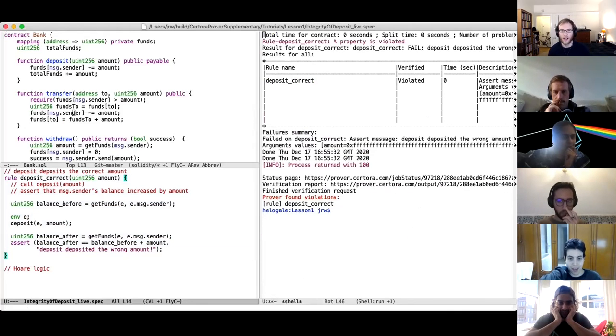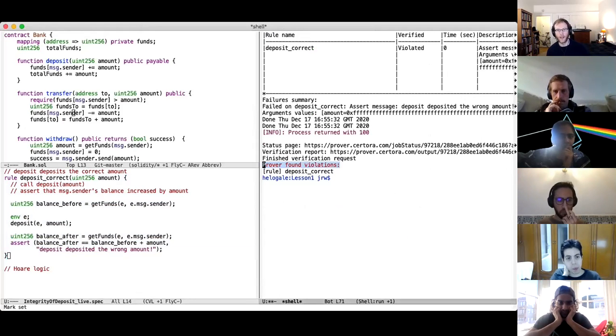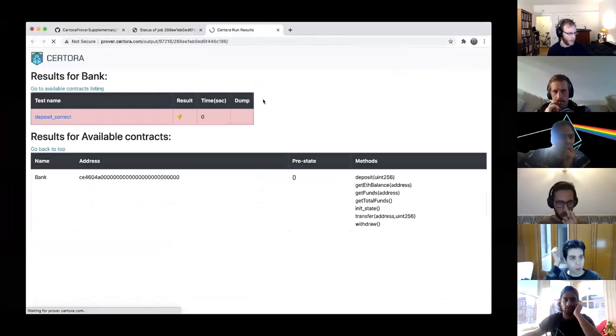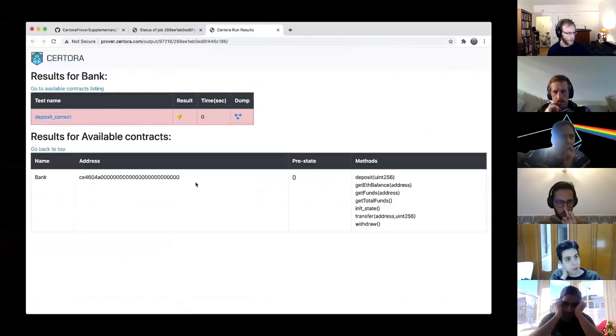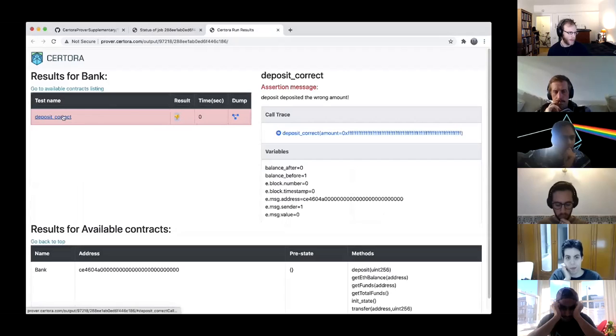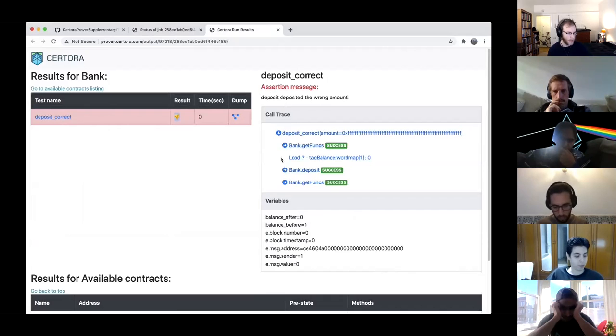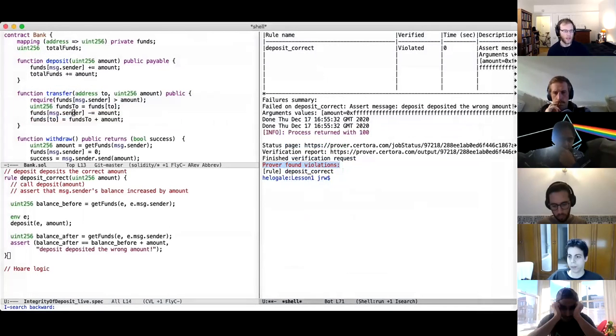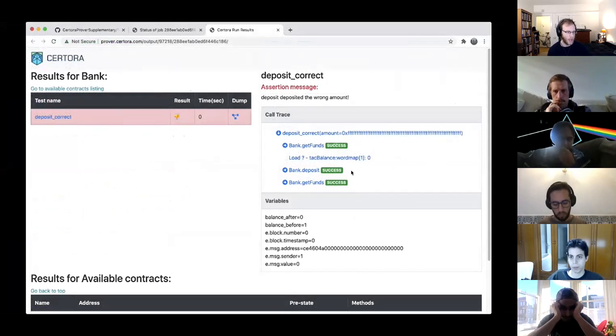What you're going to see is that, in fact, this rule failed. Let's go look at why. If you click on it, you get this report. The red background and the thumbs down tells you that the deposit correct rule failed. If you click on the name of the rule, you get this backtrace. If you drop these arrows down, you can drill into what's happening. The top of the backtrace is our rule. Remember what our rule looks like: a call to getFunds, a call to deposit, followed by a call to getFunds, followed by some assertion. That's what we see in this trace, and presumably the assertion must have failed after that.